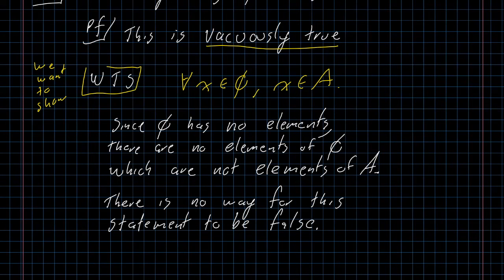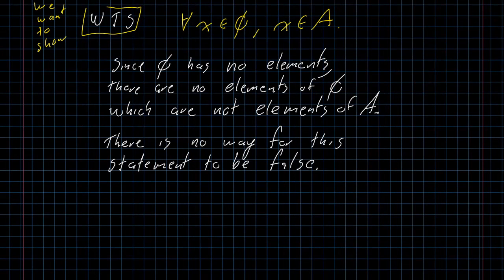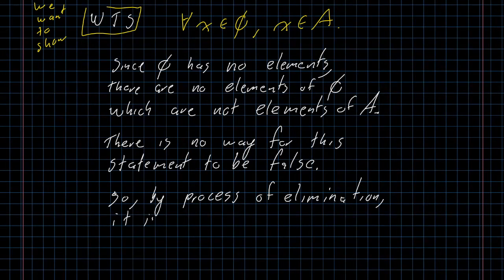Because we are talking nonsense, we are talking about a thing that doesn't exist. There is no way for that thing that doesn't exist to ever not do what we tell it to do, or to ever do something other than what we tell it to, because there's no way for it to do anything. So there's no way for this statement to be false. And so by process of elimination, it is true.